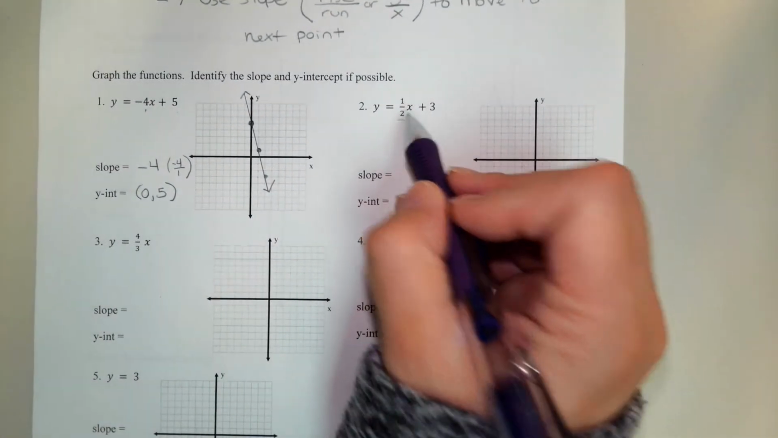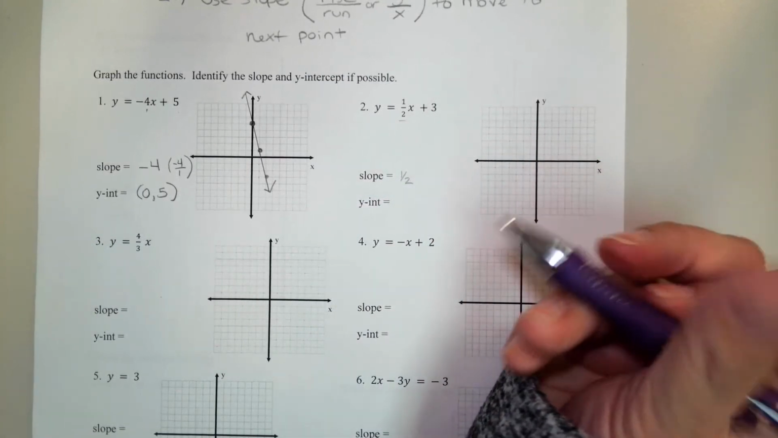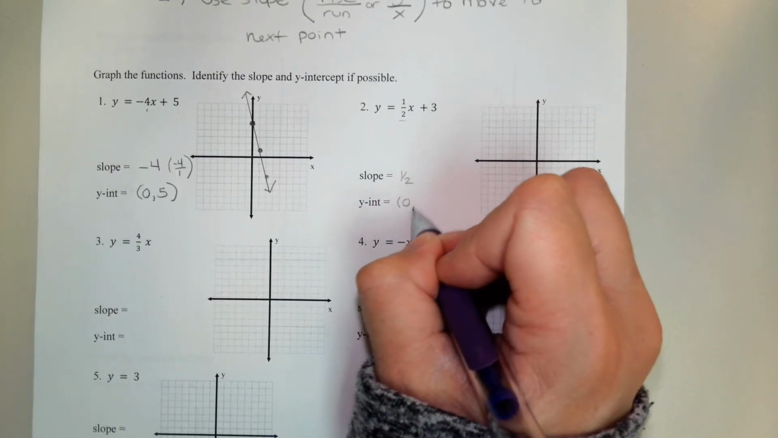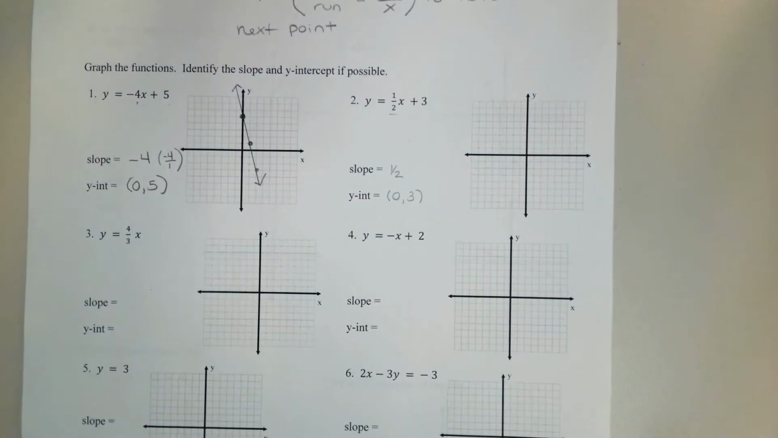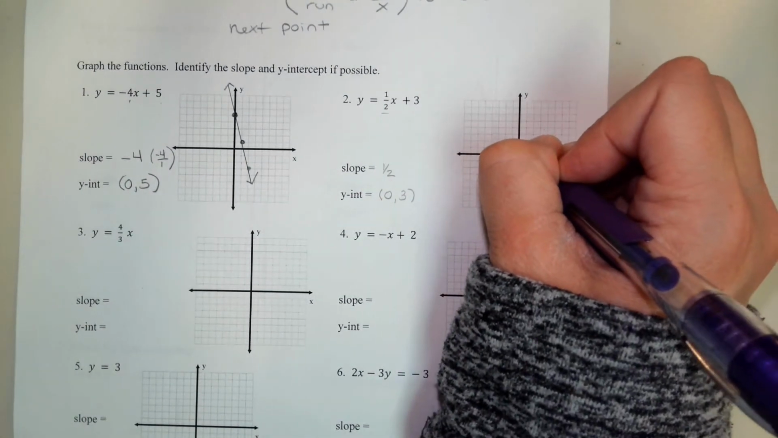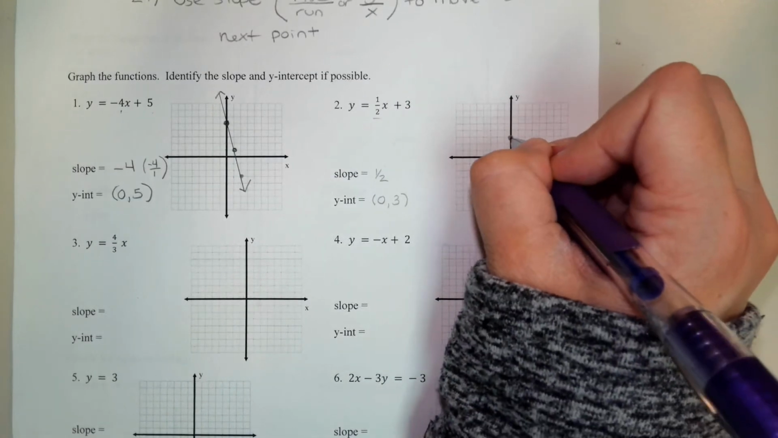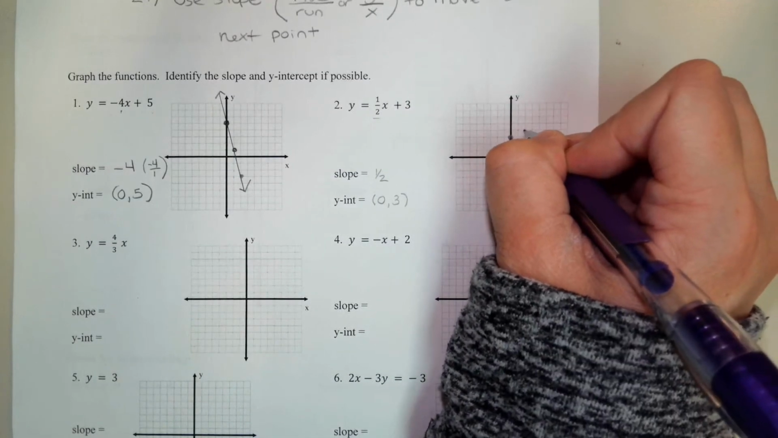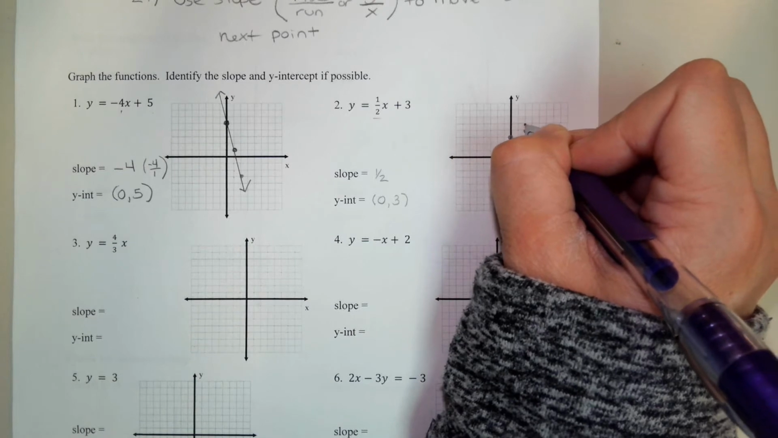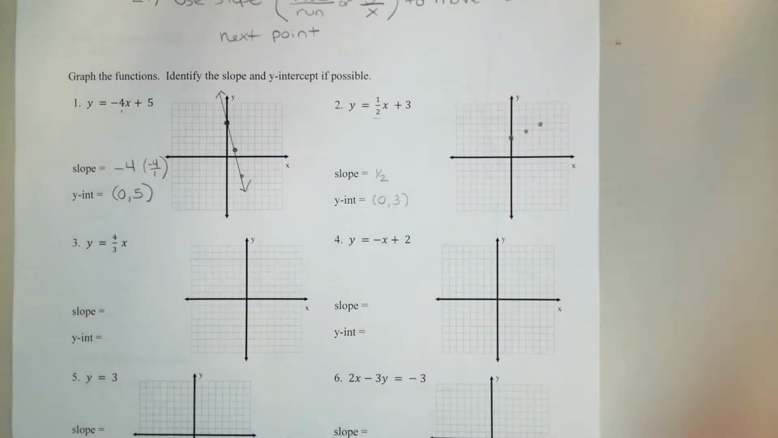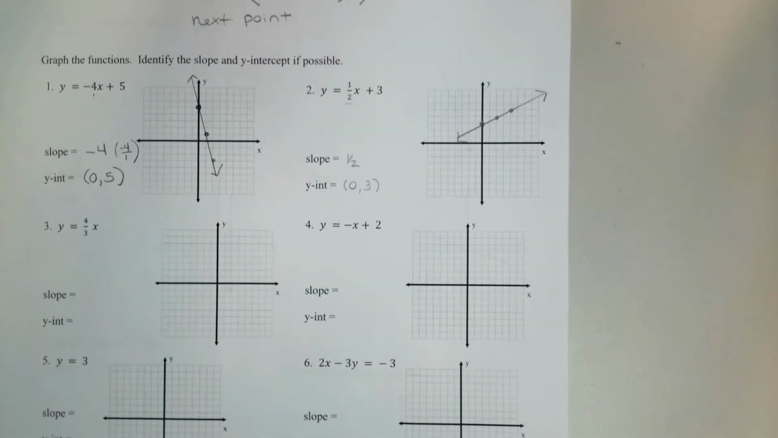Number 2, slope is a half. Y-intercept is 0, 3. So we go up 3, 1, 2, 3, put a point. From there we are rising up 1 and going over to the right 2. And again, up 1 and over to the right 2. And that is the line for that.